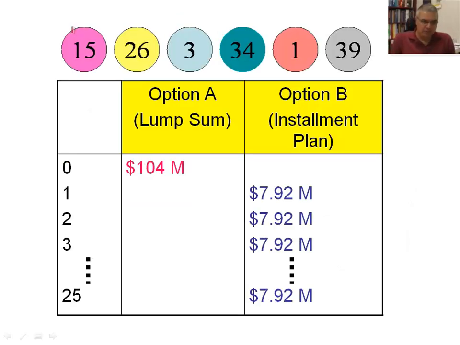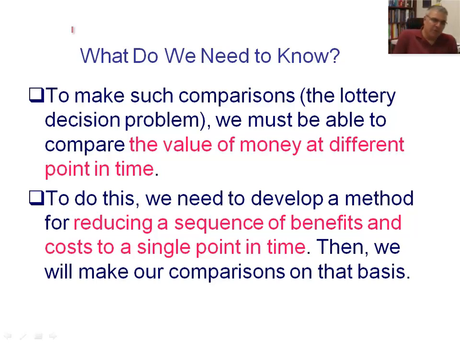So option A was to opt for 104 million now. Option B was to annually get paid 7.92 million for 25 years. So in order to make such a decision, what is it that we really need to know?